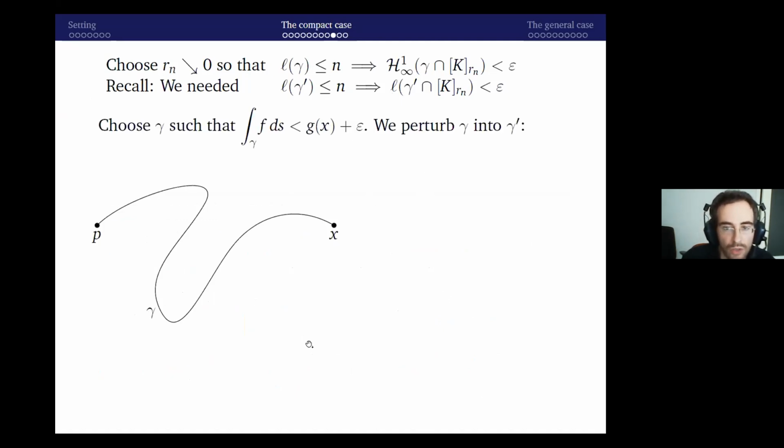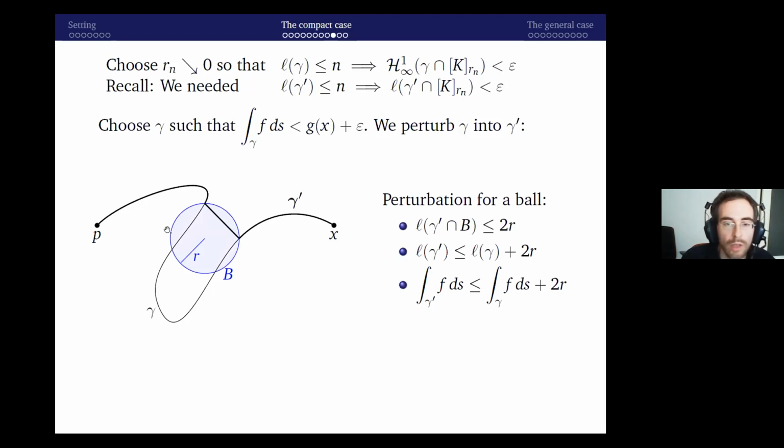And let me show how this perturbation is built. So let's say this is our curve gamma, and let's say we have some ball here. Then the operation we perform is we consider the first point where we cut the ball and the last point where we cut the ball, and then we erase the curve in between and we replace it by a straight segment. And then our resulting curve, its length inside the ball is at most the diameter, of course, because it's just a straight segment, and we are not increasing the length of the curve or its integral by more than this diameter.